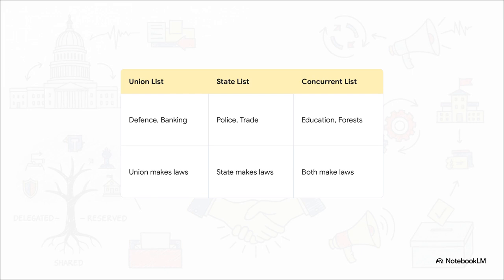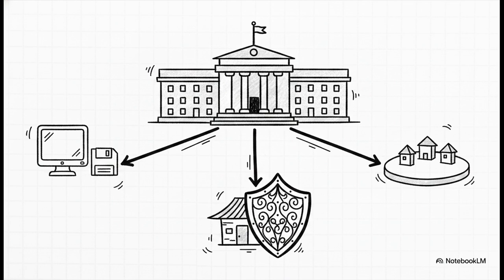Second is the State List, dealing with local matters like police, agriculture, and trade. State governments have exclusive rights to make those laws. And third is the Concurrent List. This includes subjects of shared interest like education and marriage, where both levels of government can legislate. But here's the catch. If their laws ever conflict on this concurrent list, the Union government's law always prevails. But wait, what about things that literally didn't exist when the Constitution was written? I'm talking about things like computer software. Well, these fall under residuary subjects, and the Union government gets the power to legislate on them.